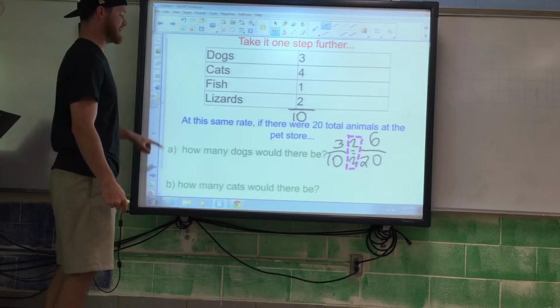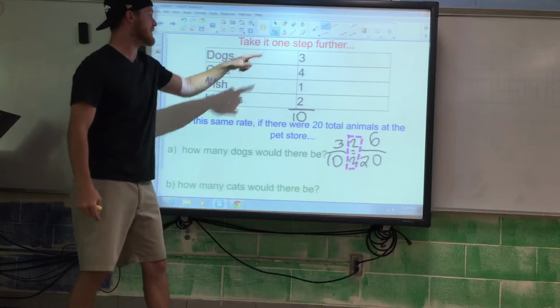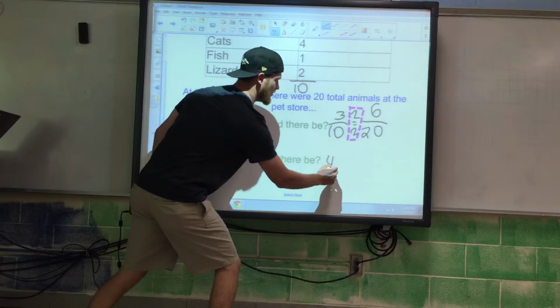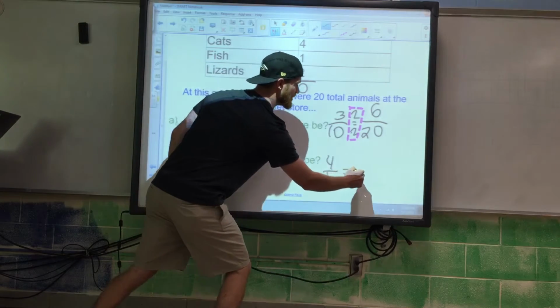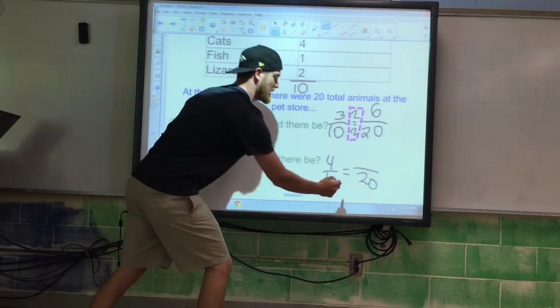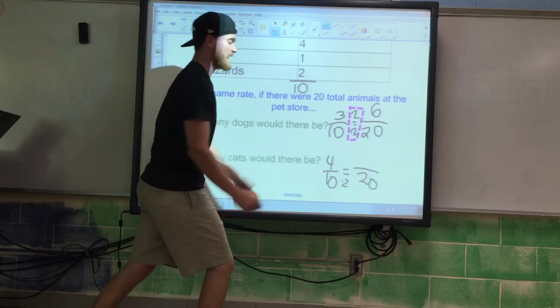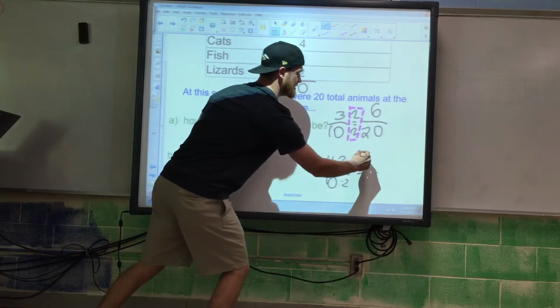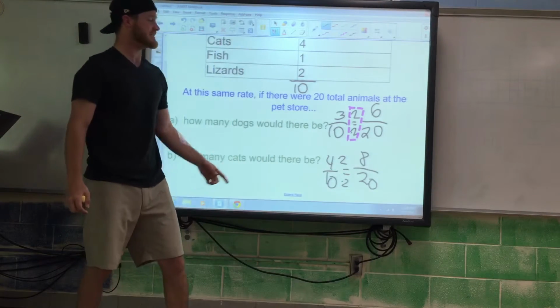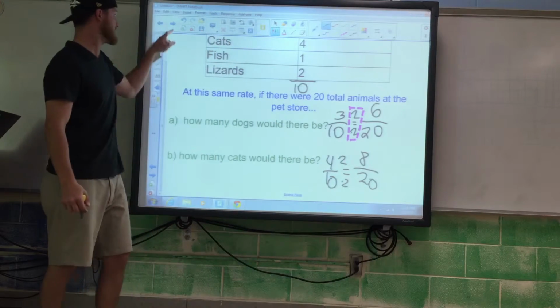How many cats would there be? Well, right now we have 4 out of the total 10. So we have 4 out of 10. If there were 20 total animals, again, to get to 20 from 10, you multiply by 2, which means you multiply the top by 2, which 4 times 2 is 8. At this same rate, if there were 20 animals, that means there would be 8 cats.